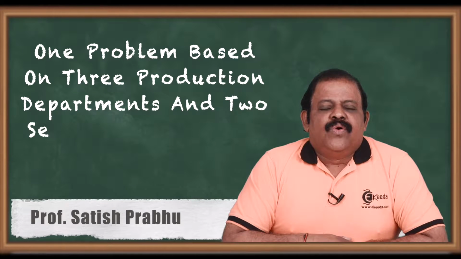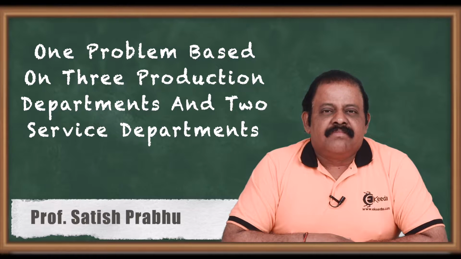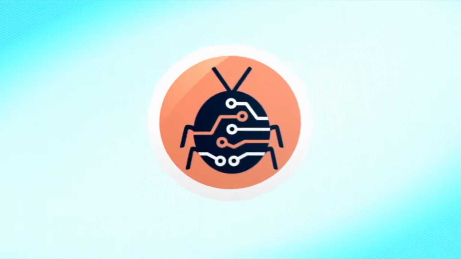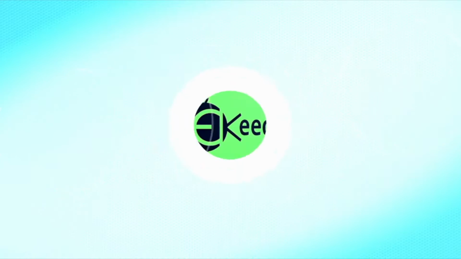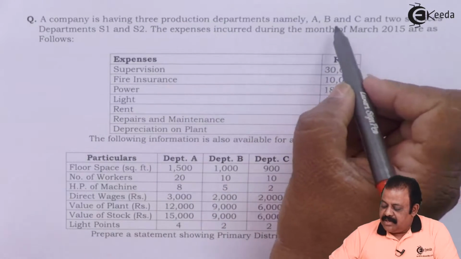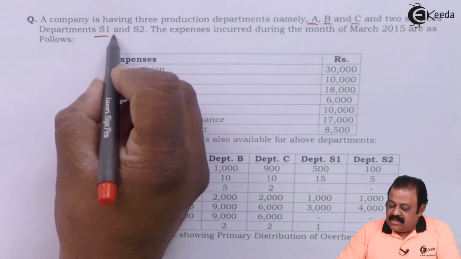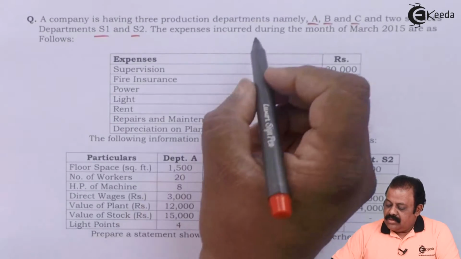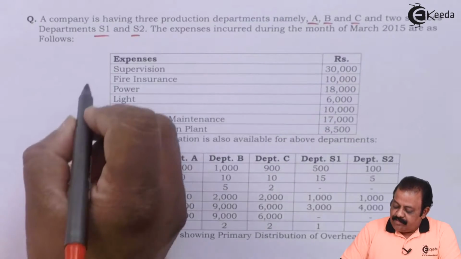Hello friends, today we'll learn how to do primary distribution of overheads when 3 production departments and 2 service departments are given. Let us read the question. A company is having 3 production departments, namely A, B and C, and 2 service departments S1 and S2. The expenses incurred during the month of March 2015 are as follows.